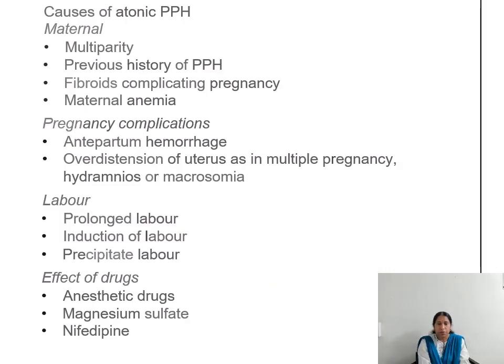So atonic PPH is caused usually in patients with multiparity, previous history of PPH, fibroids complicating pregnancy, and anemia. So in India, 80 to 90% of women are anemic, so they can land up with PPH. And pregnancy complications like APH, like placenta previa and abruptio placentae, over-distension of the uterus as in twin pregnancy, hydramnios or macrosomia, and labor factors like prolonged labor, induction of labor, and precipitate labor.